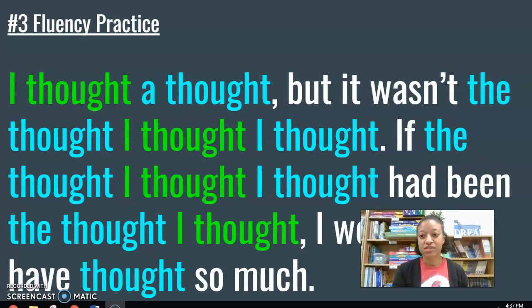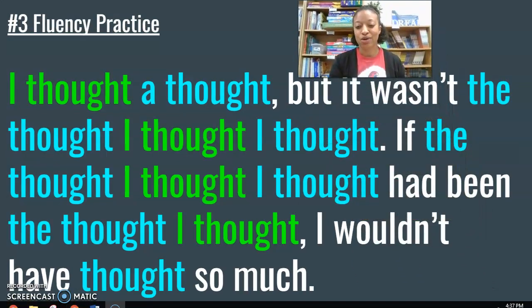I have a fluency practice this week that I really wish I could hear all of you say because I think it would crack me up. I have a lot of thoughts within this paragraph, and you'll notice that there are different colors. The green means your voice goes up, the blue means your voice goes down. I really want to work on making your voice go up and down when you read, which I know is rough for middle school students because it will help you understand it.